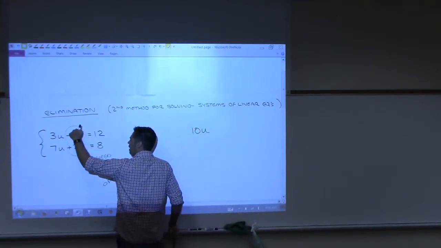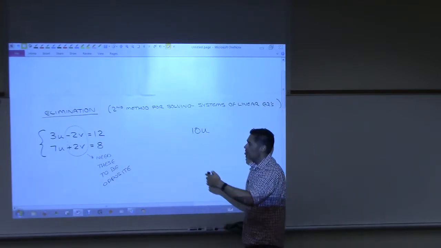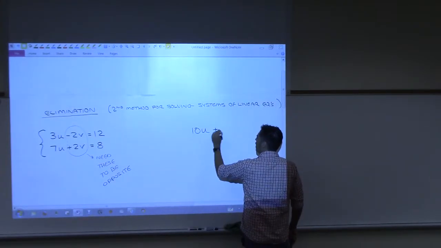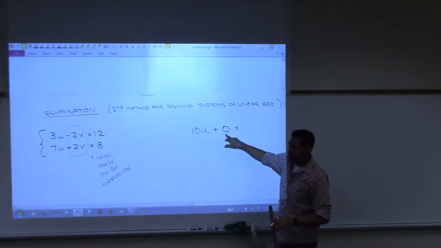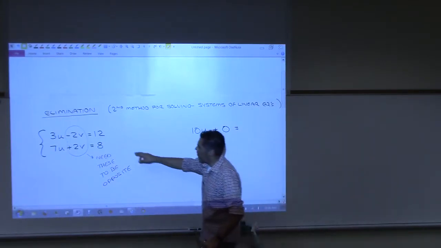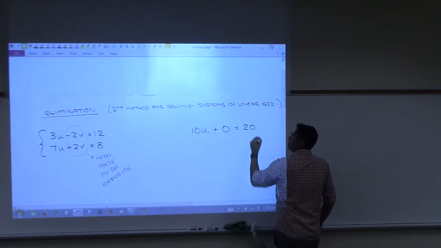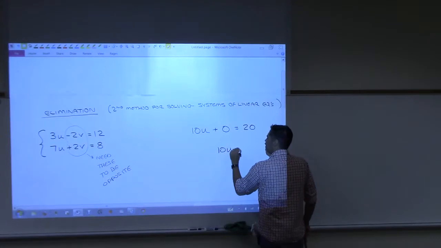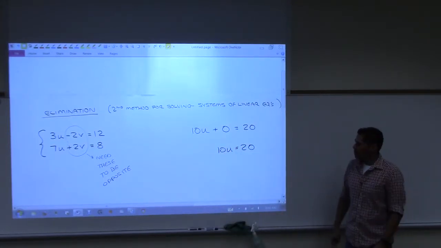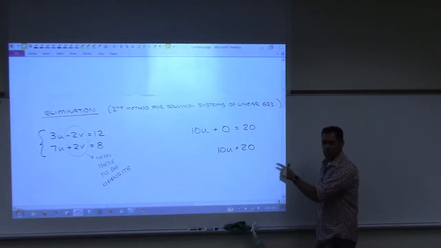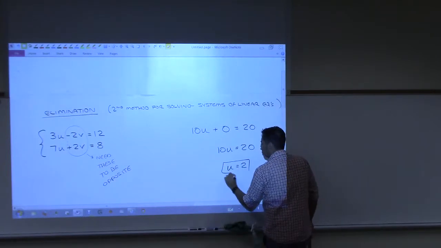And then add -2v and +2v. Those should cancel, right? So I get plus nothing. You don't need to write plus nothing, but just so you know that this came from the fact that the v's canceled. And then I have equals, and then now I add straight down here, and I get what? 12 and 8 is 20. So really this equation is 10u equals 20. So what's u? 2. Just divide both sides by 10. U is 2. I already know what u is, don't I?